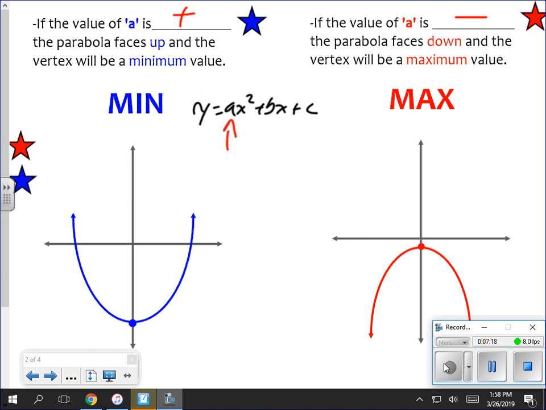It'll go down forever. Okay, remember, as I keep getting larger values of x, y keeps going down and down and down. But there is a maximum value that's there. So if it opens up, I've got a minimum. If it opens down, I've got a maximum. So I've got a minimum value here. Y will not get any smaller than that. Here I have a maximum value. Y won't get any larger than that. Okay. That is actually an important thing. All parabolas have either a maximum or a minimum. Okay. And they don't have both. They only have one or the other.